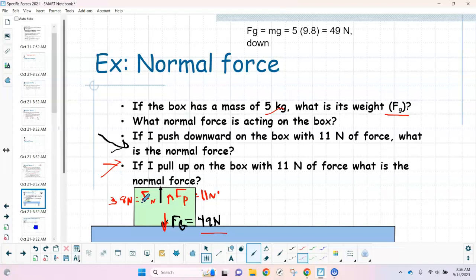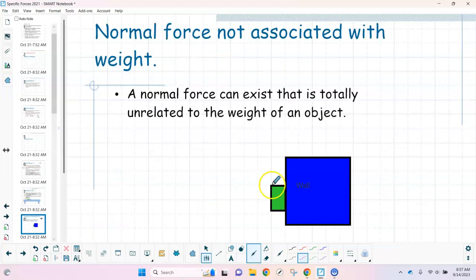So the normal force just adjusts. The normal force can't be negative, though. It's not like sucking things into the surface. So that's not how it works. The normal force is always applied in a direction that's perpendicular to the surface, and it's always going to try to make the forces in that perpendicular direction cancel out or be balanced.